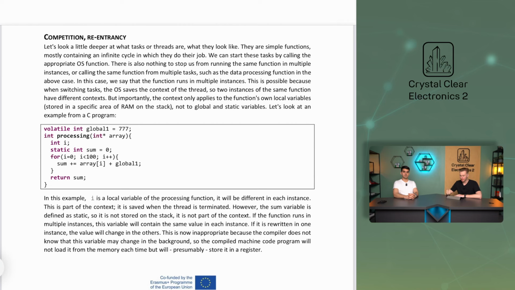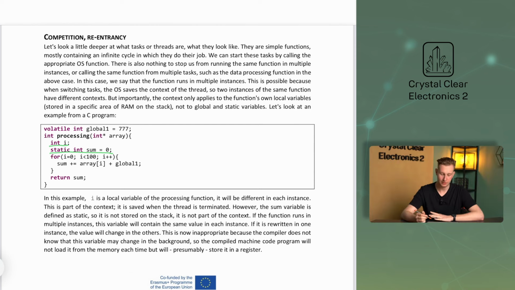Let's look at an example from a C program. In this example, i is a local variable of the processing function. It will be different in each instance. This is part of the context. It is saved when the thread is suspended. However, the sum variable is defined as static, so it is not stored on the stack. It is not part of the context. If the function runs in multiple instances, this variable will contain the same value in each instance. If one instance modifies it, the change will be visible in all of the others.